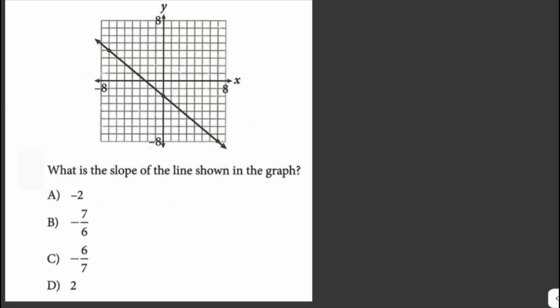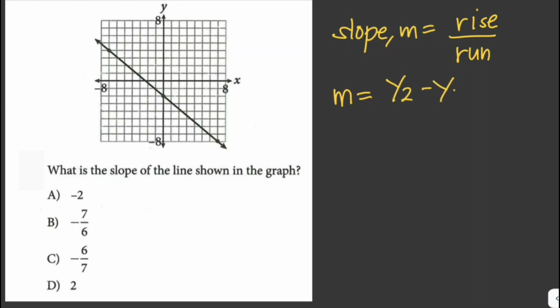Now, to solve for the slope of a line from its graph, we can either count the rise and the run from one point to the next, so that would be rise over run, or we can choose 2 points that lie on the line and substitute them into the slope formula, which is just equal to y sub 2 minus y sub 1 over x sub 2 minus x sub 1. So whichever method gets you to the answer the quickest, you can use that one.